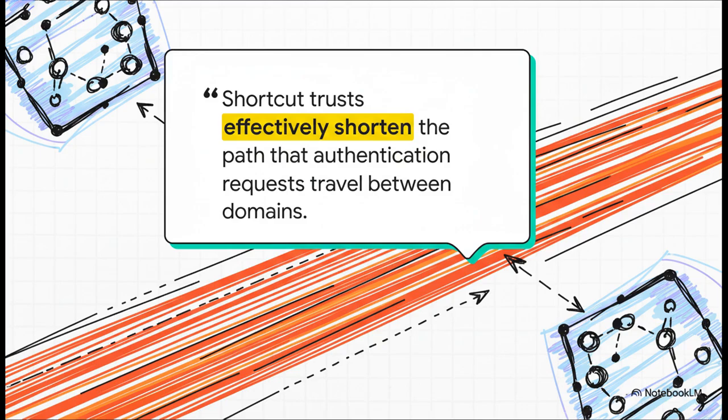And hey, don't just take my word for it. This is straight from Microsoft's own documentation. The entire purpose is to shorten the path. That really says it all, doesn't it? It's all about creating an express lane for your most frequent cross-domain traffic.